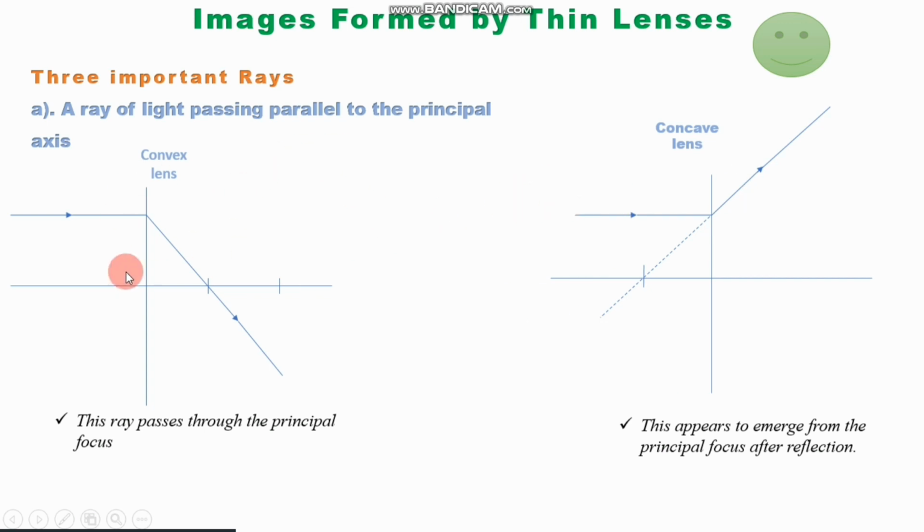So for a convex lens, the ray passes through the principal focus, but for the concave lens, the ray appears to emerge from the principal focus after refraction. There is an error here. It's not refraction, it is a refraction. So that is one of the important rays. Let us look at the second one.